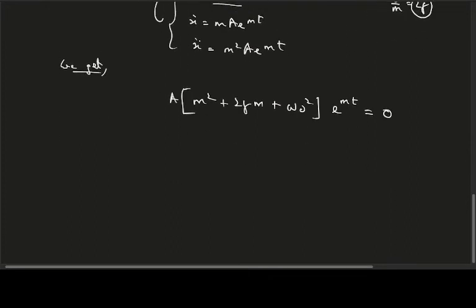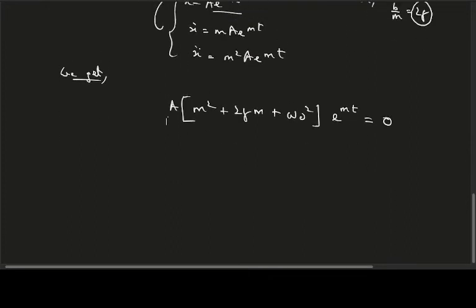So next, we know a cannot be 0. So that's the same story again. e to the power mt again cannot be 0. So your m squared plus 2 gamma m plus omega naught squared is 0. This 2 gamma is a constant, and we have a constant 1 over here.